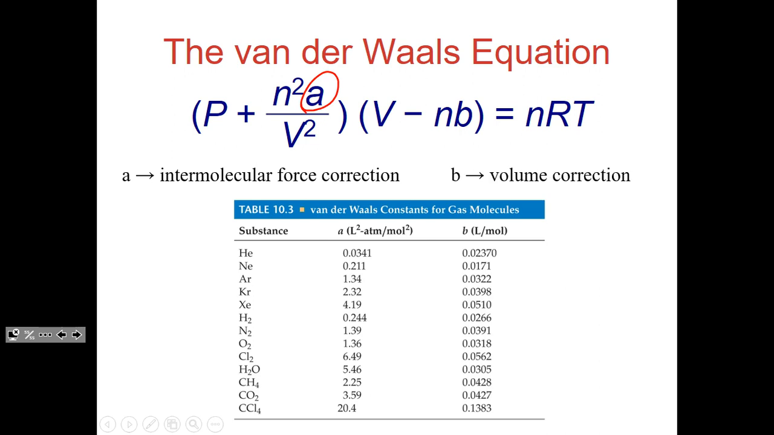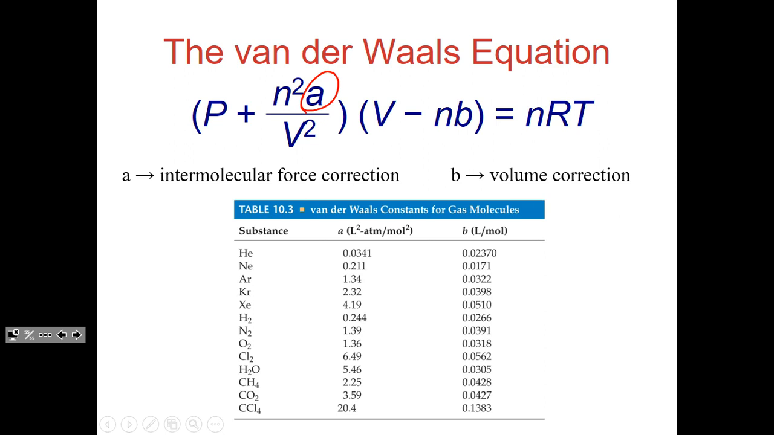And then the same thing is true with the B. B is really the volume correction. And you can see as we get larger gas particles, the B factor gets greater, and therefore the correction to the volume becomes larger. So really the van der Waals equation is an equation we can use to convert PV equals nRT into more realistic calculations and take into account the intermolecular forces and the volume corrections of different types of gases.